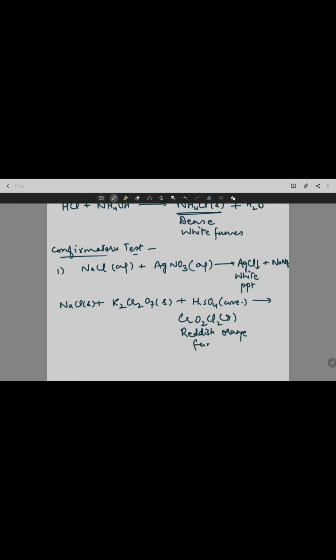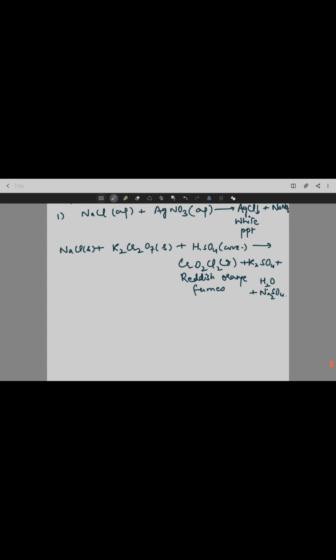Chromyl chloride gas plus K2SO4 plus H2O plus sulfate ions. It may be Na2SO4, like this. So this is the reaction taking place, and further when this gas is added to sodium hydroxide solution, we get Na2CrO4, and that is forming the yellow colored solution. So that is how the reaction is taking place.